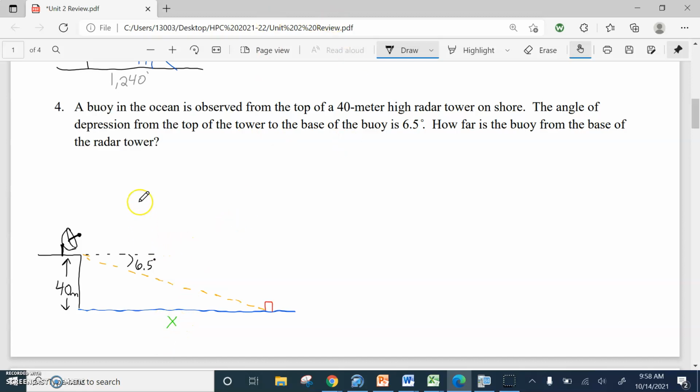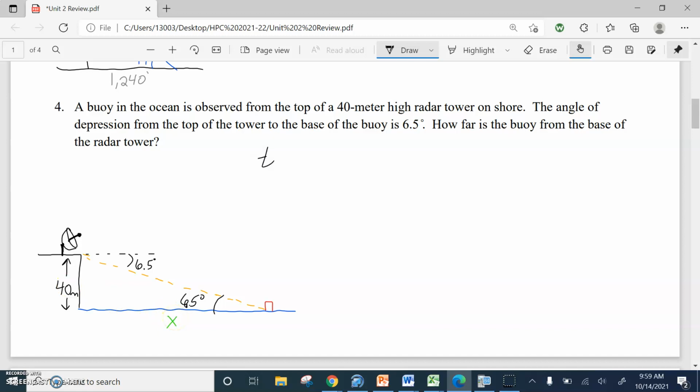What we're going to do with this is we can't use 6.5 here exactly, because it's not part of this triangle for which I have the opposite and adjacent sides. But what I do know is that if 6.5 degrees is my angle of depression from the tower, that means I also have an angle of elevation from the buoy exactly equal to that 6.5 degrees. It looks like 65. Okay, so now I have the angle 6.5, the opposite 40, and the adjacent x.